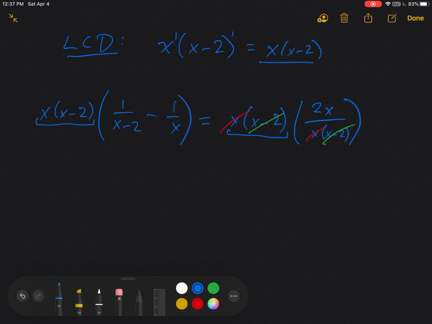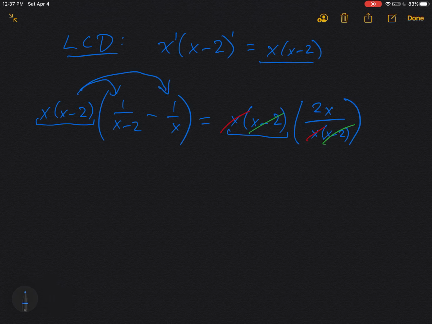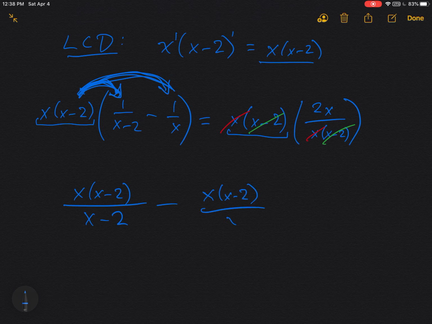Now on the left side, what I have to do is distribute this outside factor to each of the terms on the inside of the parentheses. So I'll go ahead and distribute there. If I distribute x times x minus 2 into the parenthetical term, what I'll get is x times x minus 2 divided by x minus 2. That's this first product. And then for the second product, I'm going to do the same thing. I'm multiplying 1 over x by x times x minus 2, so that x times x minus 2 goes up into the numerator, and this will be over x. And we've already seen that our right side simplifies to just be 2x.